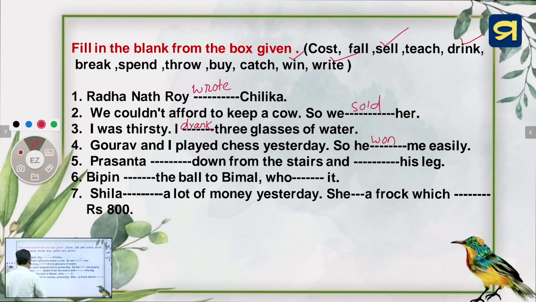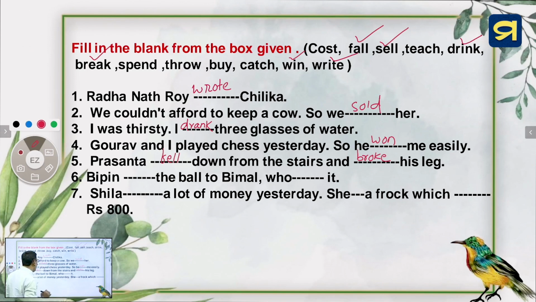Number 5. Prashant fell down from the stairs. You see, that means he fell. And what is the second form of fall? Fell. He fell down from the stairs and broke his leg. You see, this is break. And what is the second form of break? Broke. B-R-O-K-E.